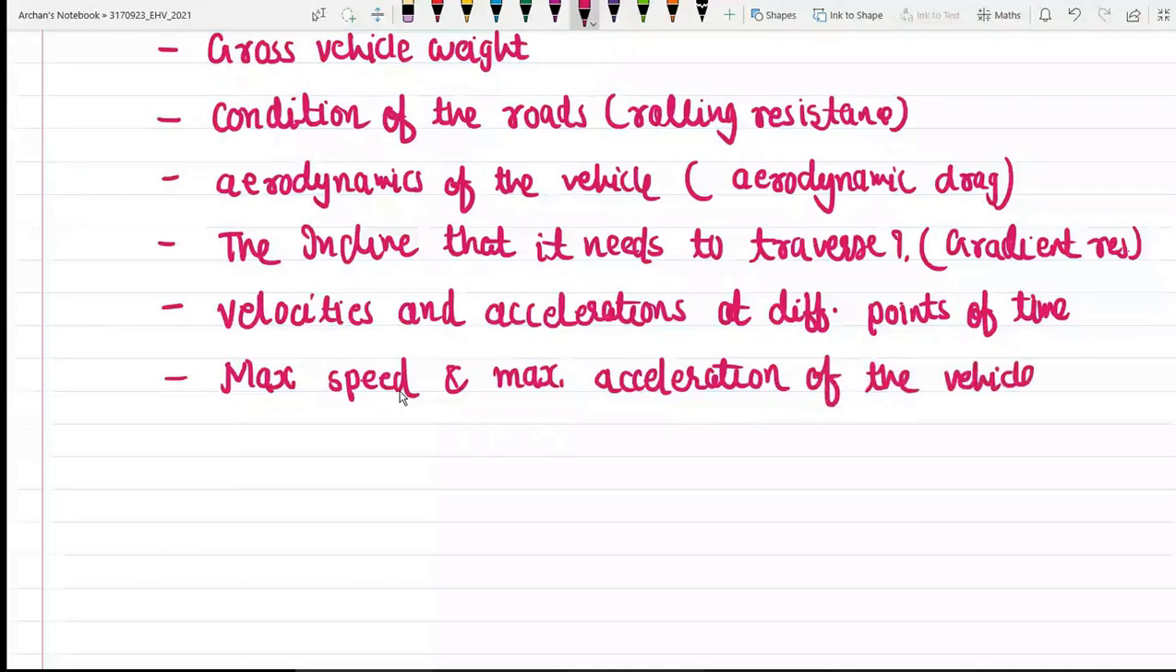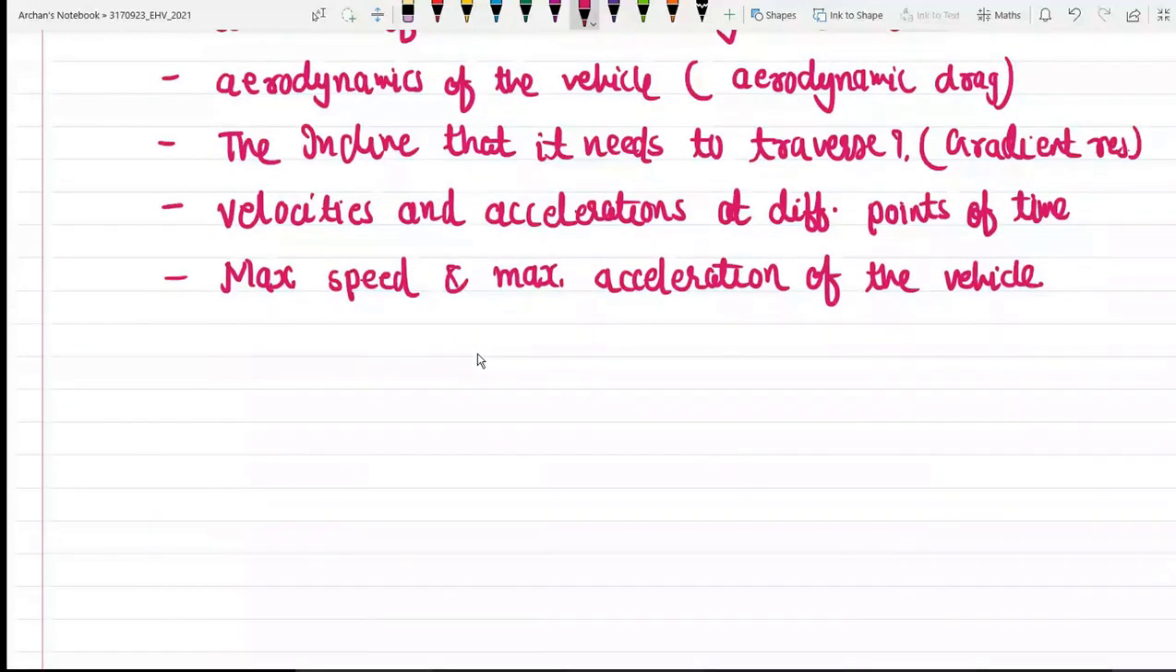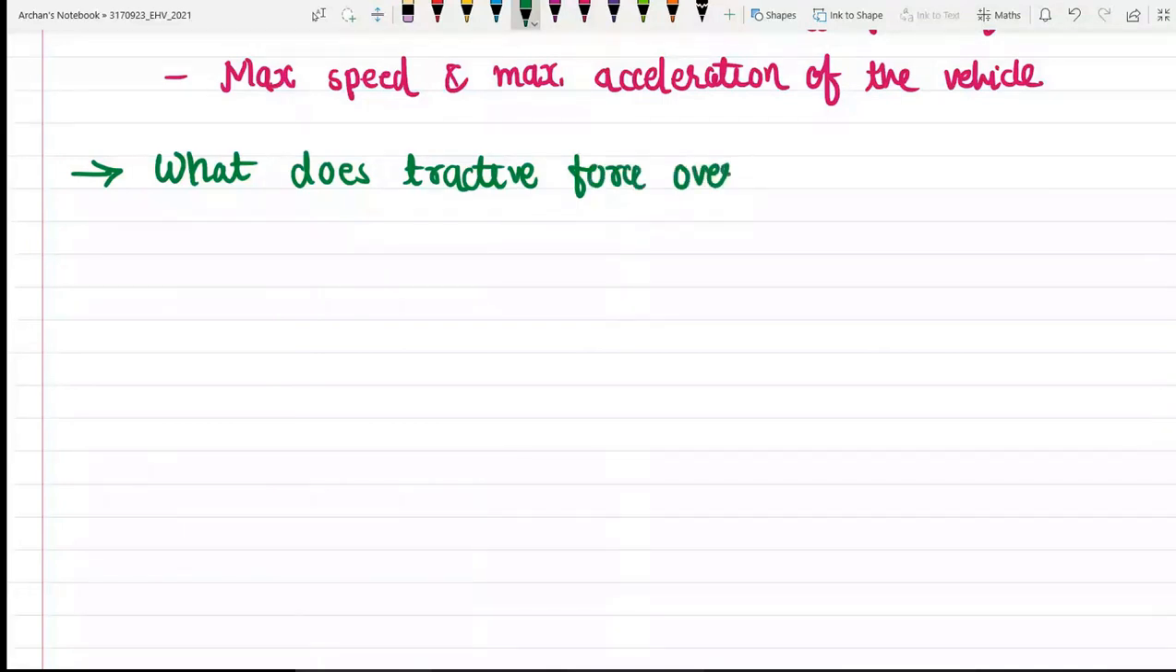So these are the WH questions, and you must know them. What is the gross vehicle weight? What is the condition of the road? What are the aerodynamics of the vehicle? What is the incline that it needs to traverse? What are the values of velocity and acceleration, and the maximum values of speed as well as acceleration? Now, whatever tractive force is generated by this electric vehicle, what will this tractive force overcome? This is our question. So the first question we need to answer is: what does the tractive force overcome? The answer is already given to you.